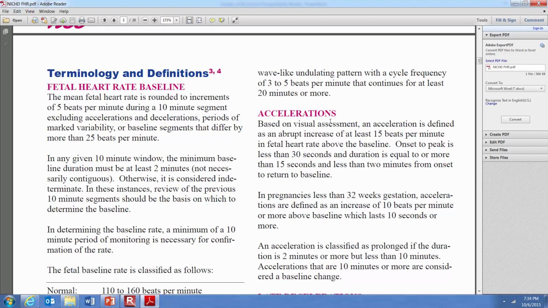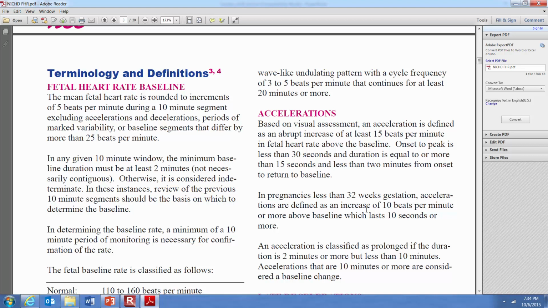And we want to see accelerations in our baby's heart rate. Sick babies don't have accelerations, okay? Accelerations are a positive sign that we see in our heart rate. Now, accelerations have to be 15 beats above the baseline and last for 15 seconds, okay? 15 beats above the baseline and last for at least 15 seconds, all right?